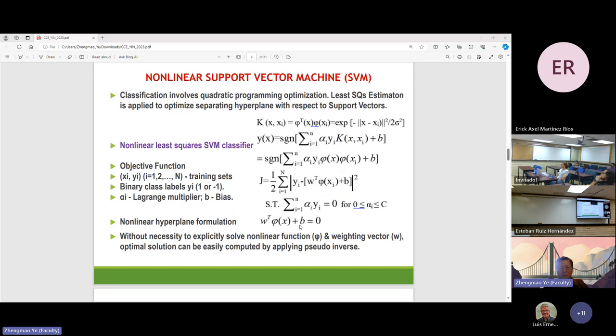So this classification involves quadratic programming optimization. We will introduce the least square estimation to optimize the separating hyperplane with respect to the support vectors. And the nonlinear hyperplane is simply formulated as this. And then we will have a nonlinear least square SVM classifier model with the objective function being defined as a quadratic function. And also inside this definition, we have our binary class labels y_i. We also have our Lagrange multiplier as well as the bias. Without the necessity to explicitly solve the nonlinear function and weighting vectors, the optimal solution can be easily computed by applying the pseudo inverse.